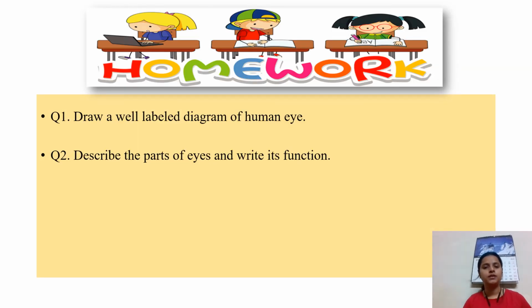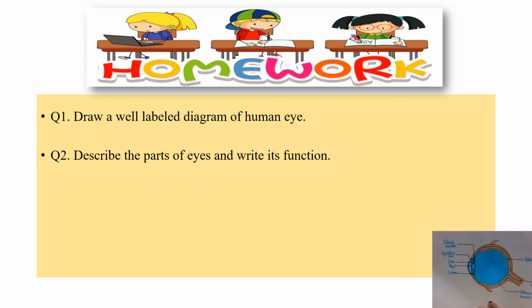Okay, so next is the homework part. For today's homework, I have given two questions. Question one is, draw a well-labeled diagram of the human eye. You need to draw a well-labeled diagram like this on an A4 size paper, or otherwise you can also draw it in your notebooks. You need to draw a well-labeled diagram of the human eye like this, and you need to label its parts, okay.